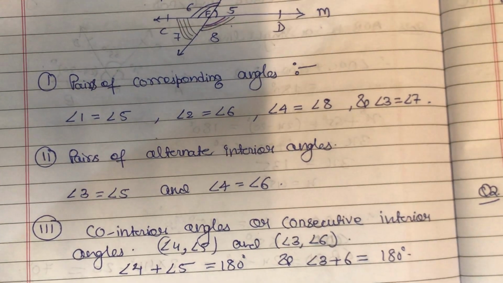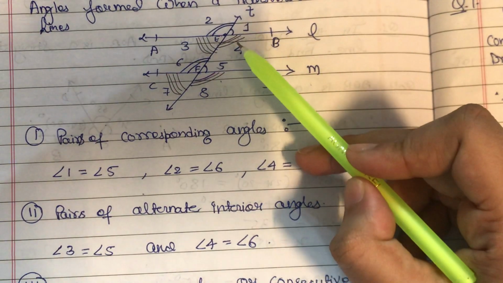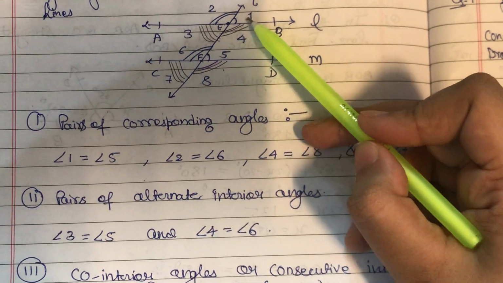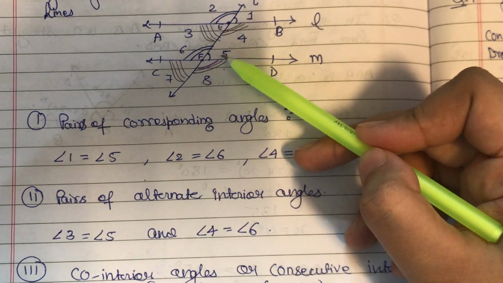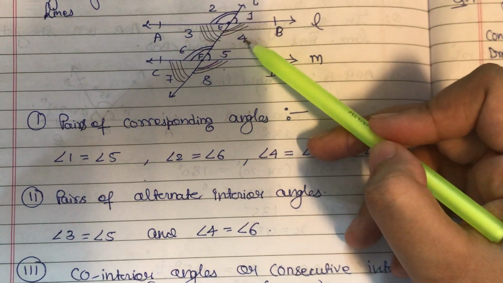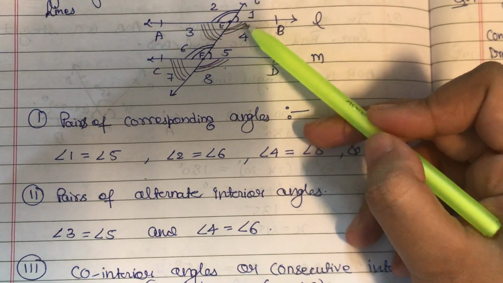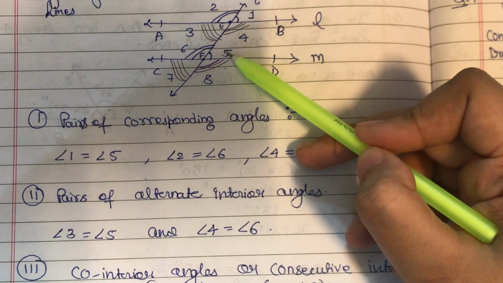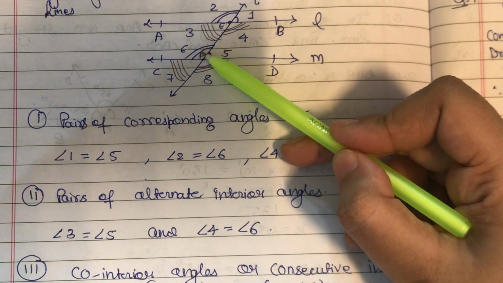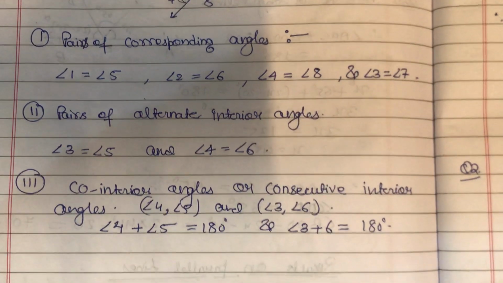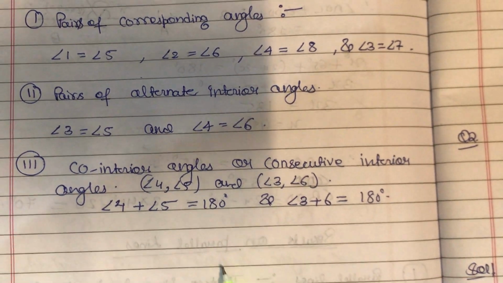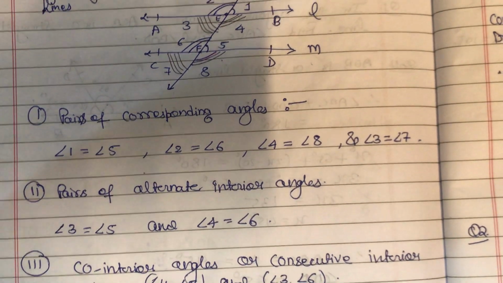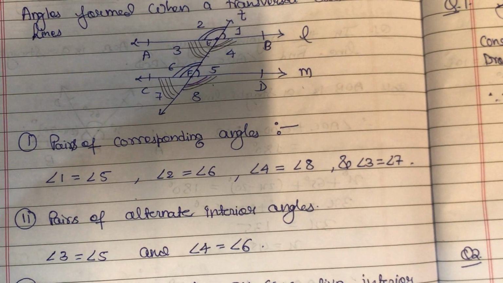Co-interior angles or consecutive interior angles. So, angles 4 and 5 are co-interior angles. They are adjacent to each other, consecutive angles, and lie in the interior part of the lines, right? Therefore, they are known as co-interior angles. Their sum is 180. That is, angle 4 plus 5 is 180 and 3 plus 6 is equal to 180. So these are the basic concepts of corresponding angles, alternate interior angles and co-interior angles, right?